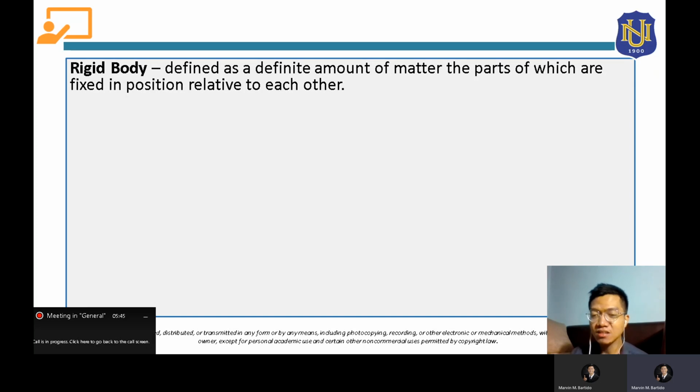But the thing is, the deformation experienced by that body will be too small compared to the size of the actual body. It will just be negligible. That's why we assume it as rigid.